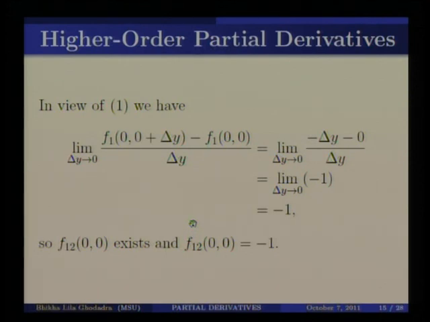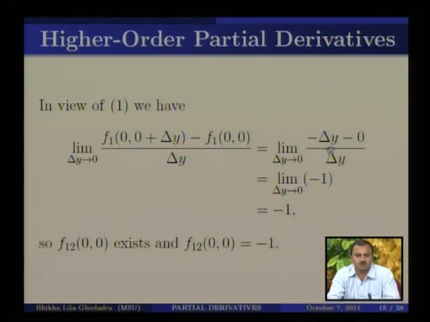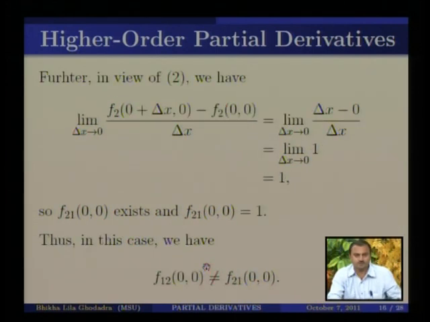And so we can see that if we want now the derivative f12, it is nothing but the derivative of f1. So f1 at (0, 0 plus delta y) minus f1 at (0, 0) divided by delta y. We have already shown that this value is minus y, so we are getting here minus delta y minus 0 upon delta y, so minus 1. And so f12 at (0, 0) exists and its value is minus 1.